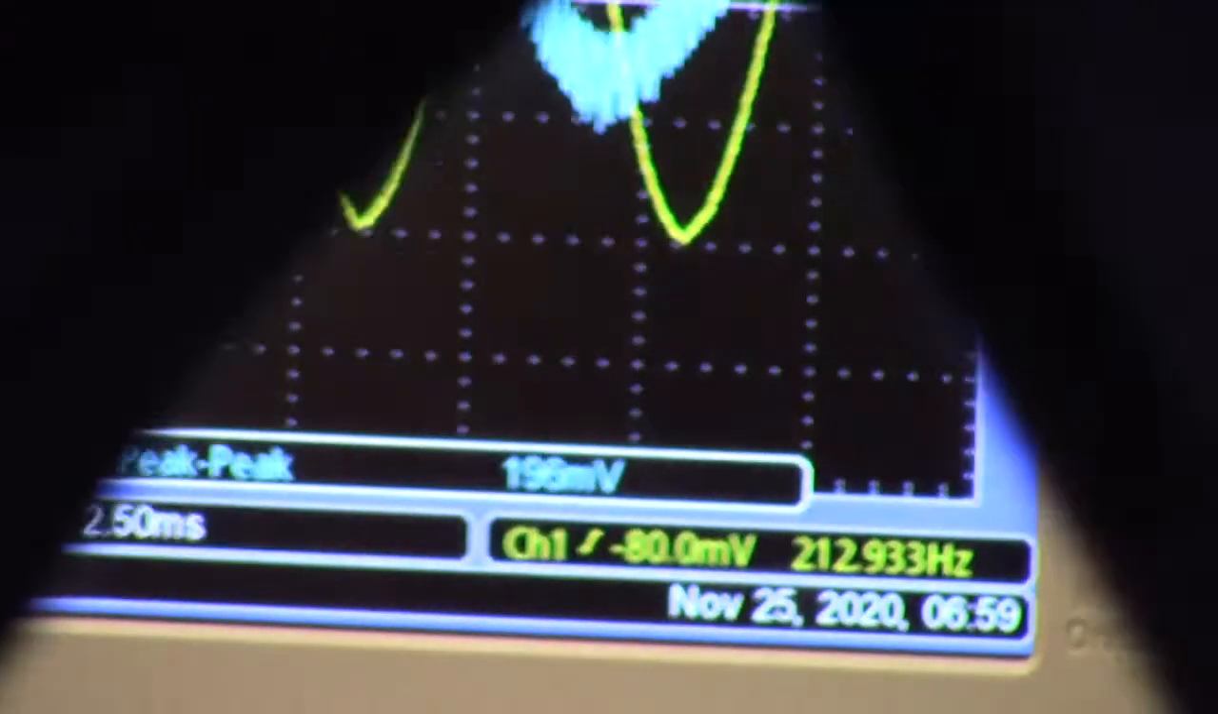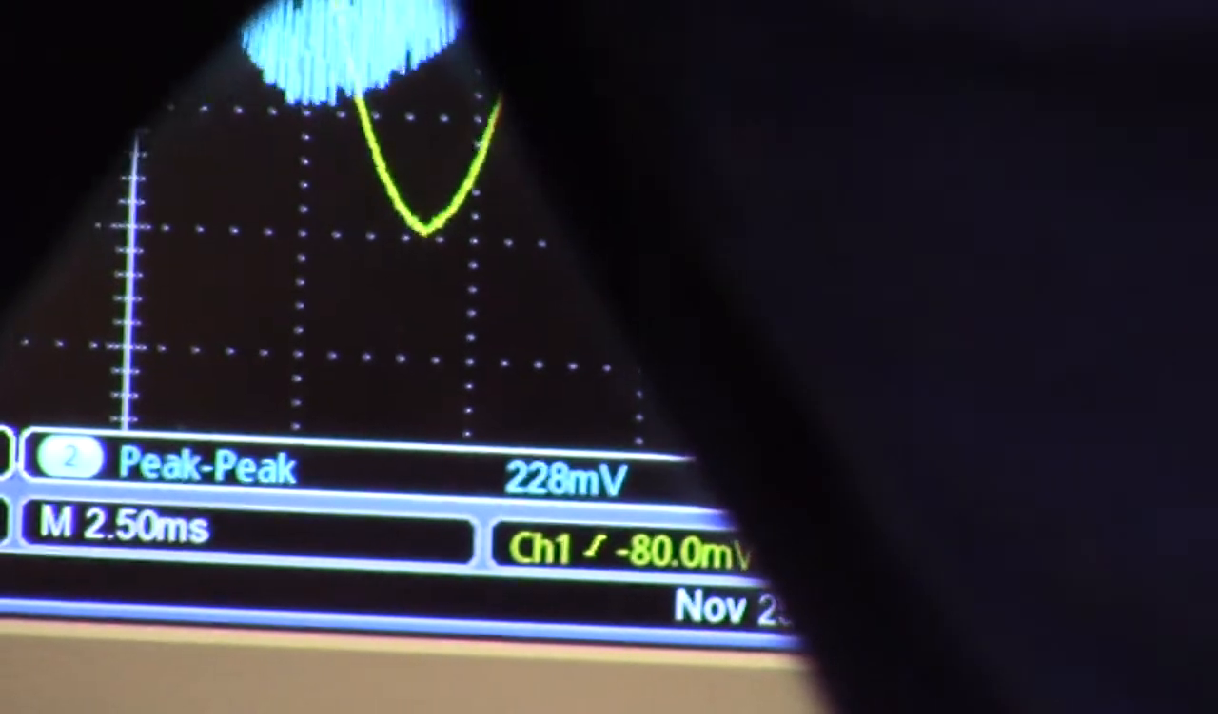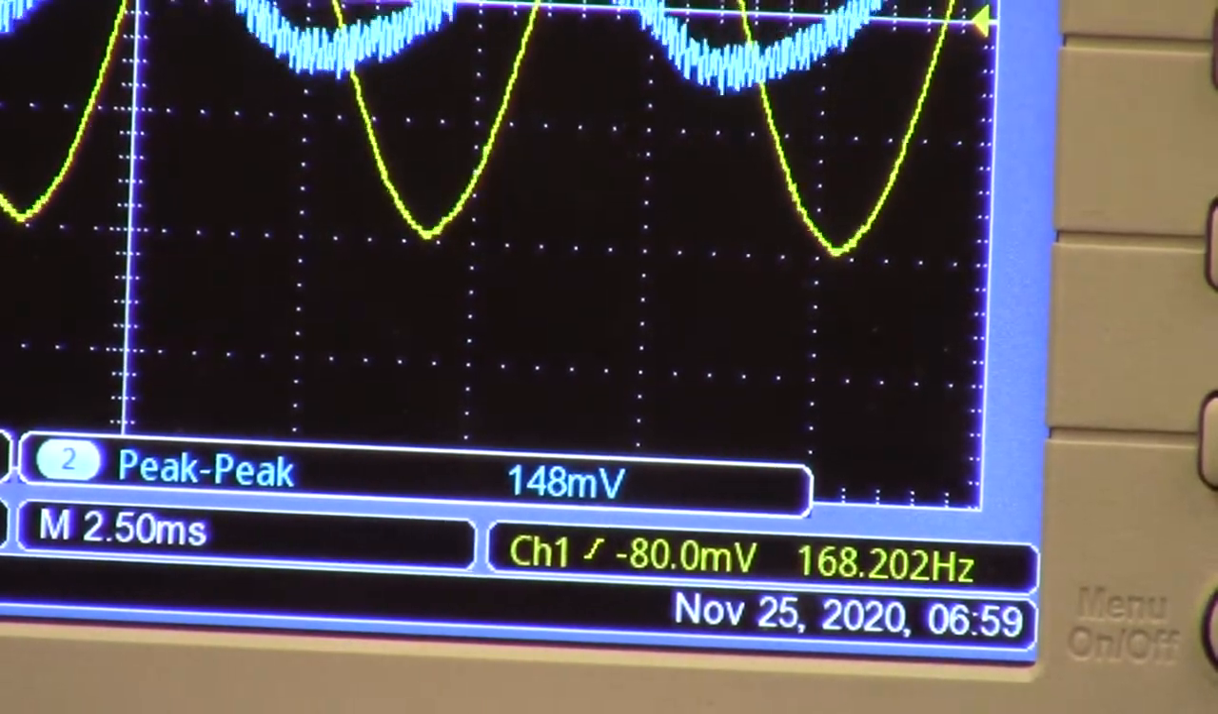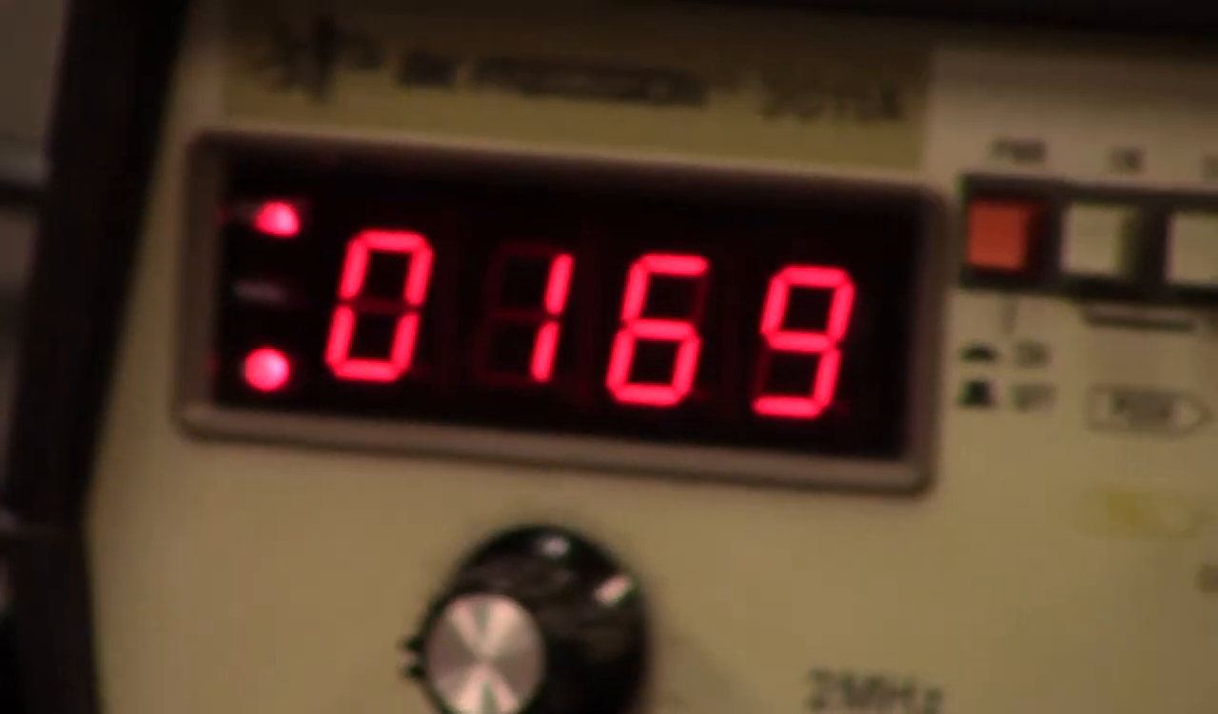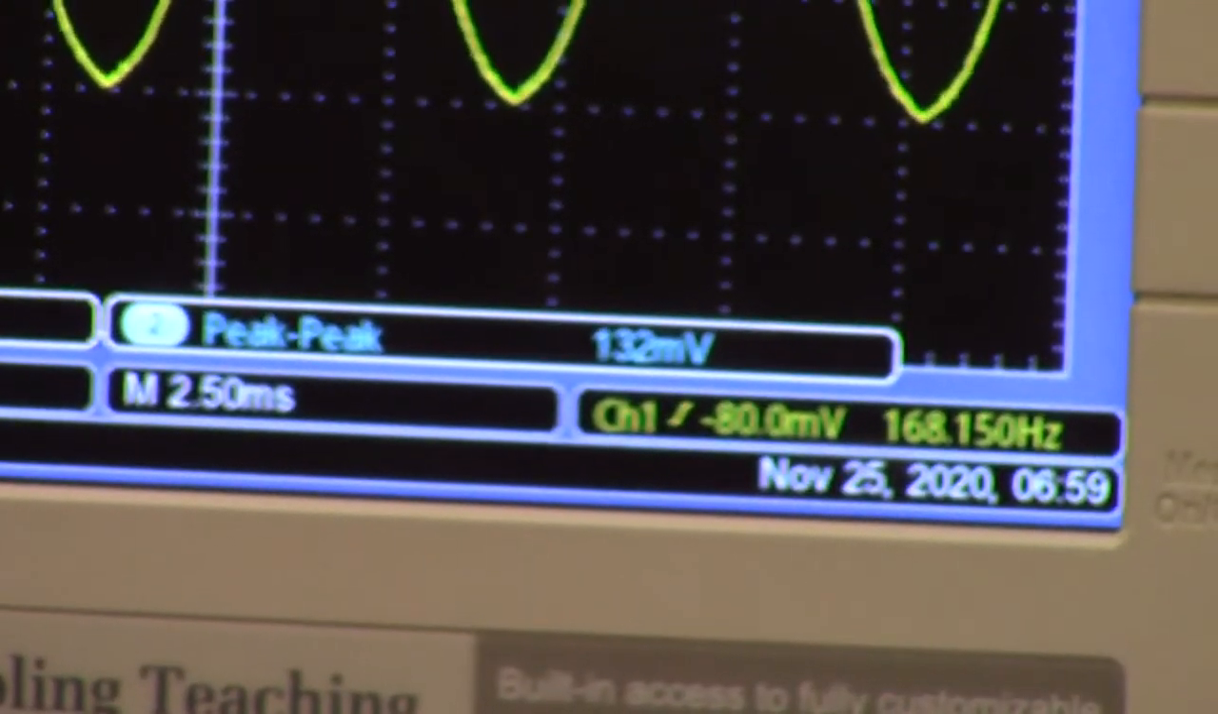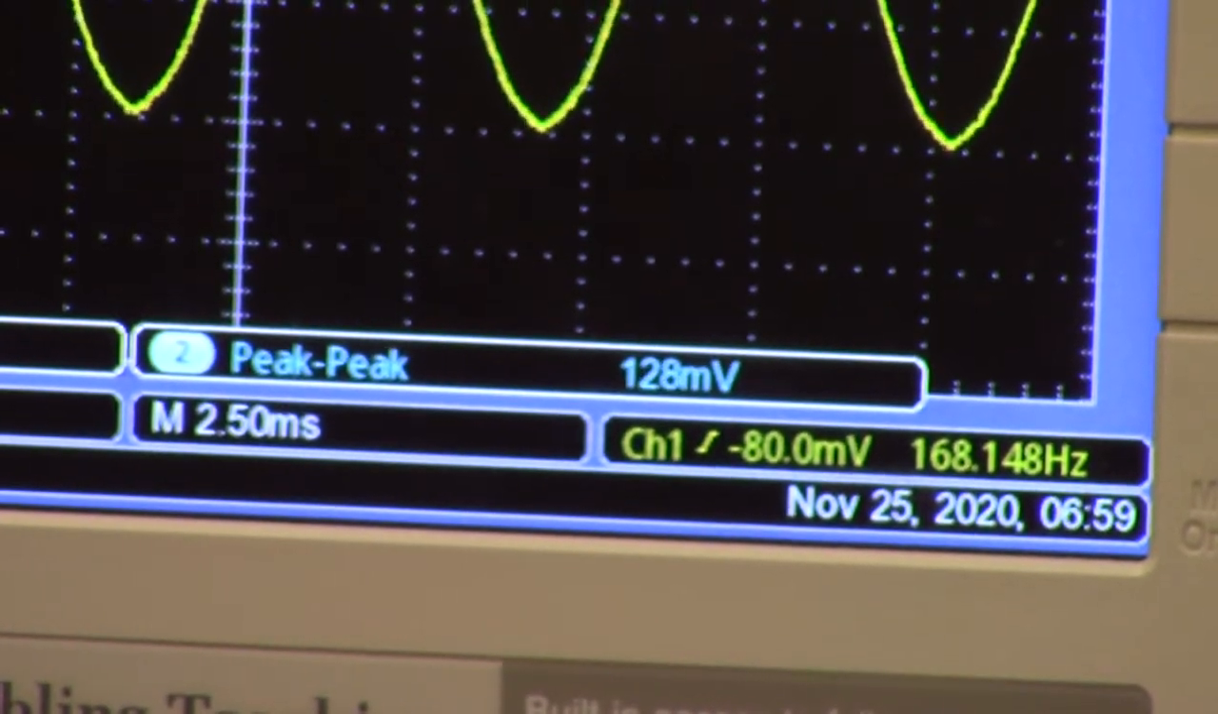And then finally the last one. Why don't we go down to 169 hertz. And is it still at 8? Good. And we're looking at about 132. Yay! So if you guys can see all that, great.